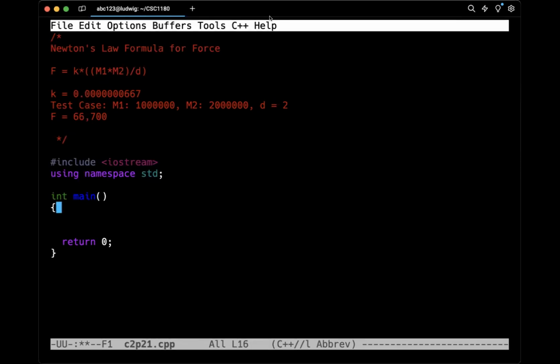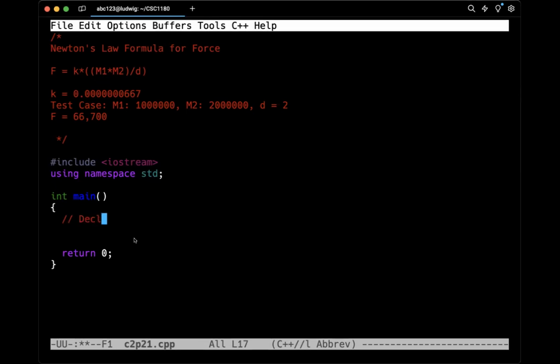As always, we're going to go through and put in our scaffolding. Again, I'm not putting in my name and date. You should, and what the program is. Note that when you have a formula like this, it makes some sense to give some context. And I like this idea of putting a test case up here. So I think that makes some sense.